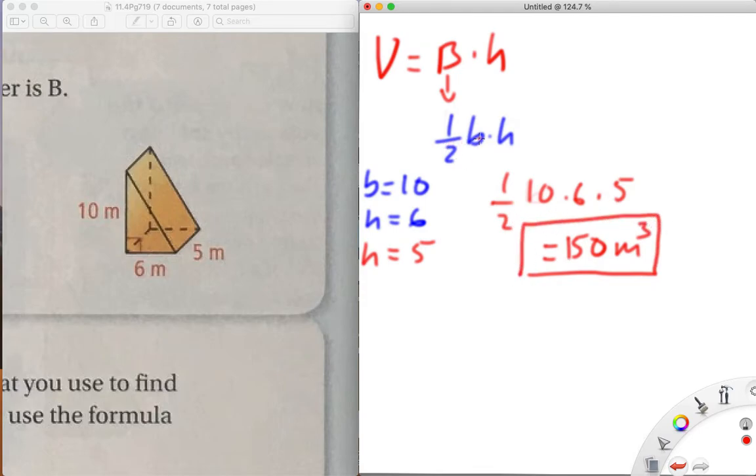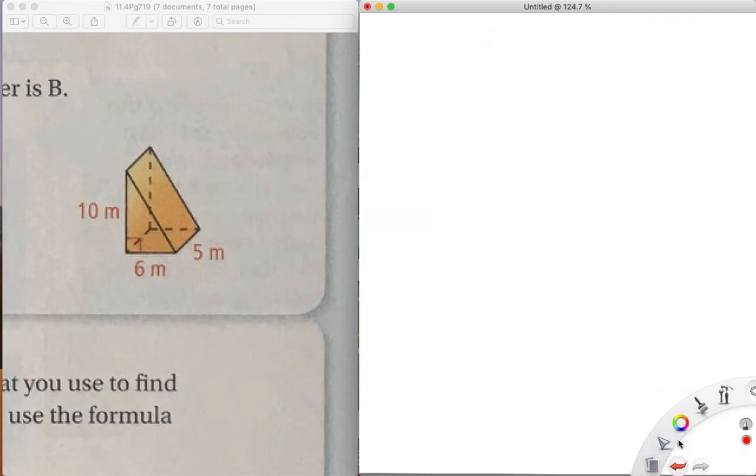So, area of the base times the height, where the formula for the base is a triangle, which is 1/2 base times height. Lowercase b refers to the base of the triangle. This h in blue refers to the height of the triangle, while the h in red refers to the height of the prism. So we just fill everything in. 1/2, 10 times 6 times 5, which gives you 150 meters cubed. That's the volume for a triangular prism.